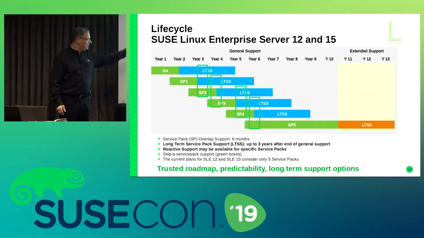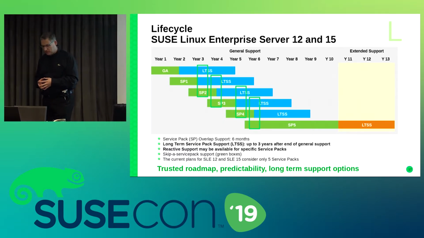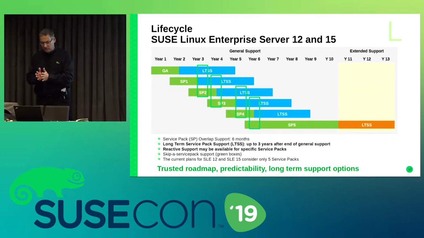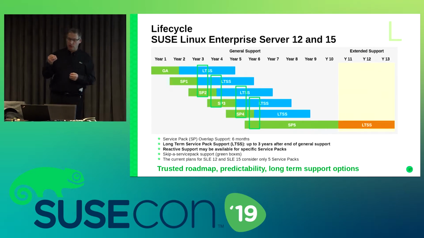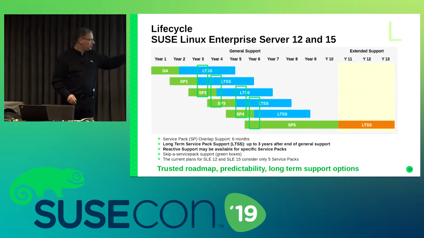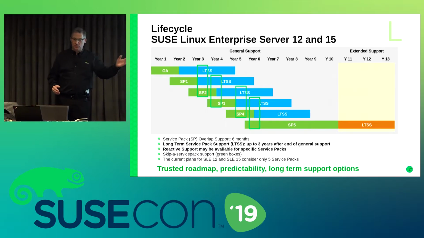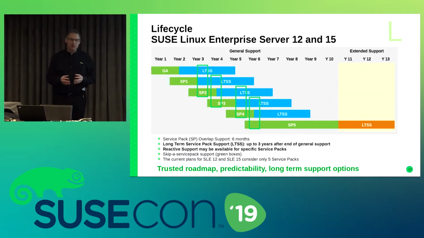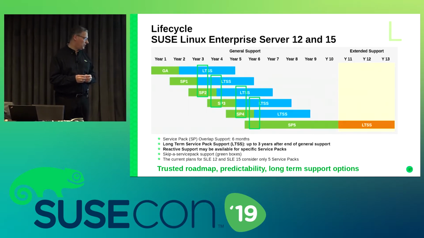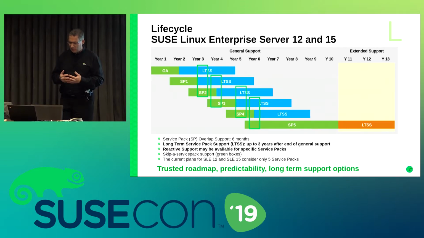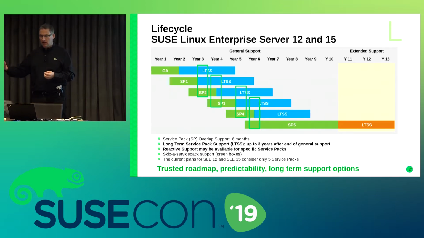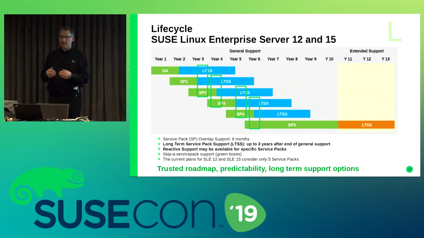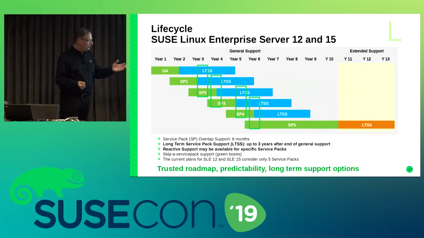And even after these LTSS times, LTSS meaning long-term service pack support, there are options for customers who really want to have one operating system version supported longer than 13 years, or a specific service pack to be supported longer than 4.5 years. This comes down to negotiation with us about so-called reactive support. It is important to have such a roadmap, from my perspective, so that customers have predictability in whatever they want to deploy, and that it is visible that there are real long-term support options.